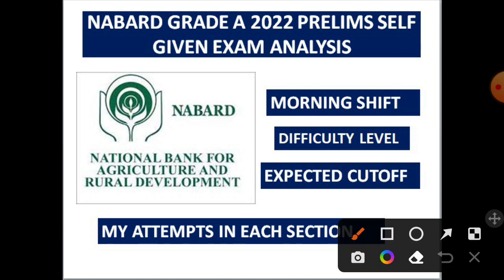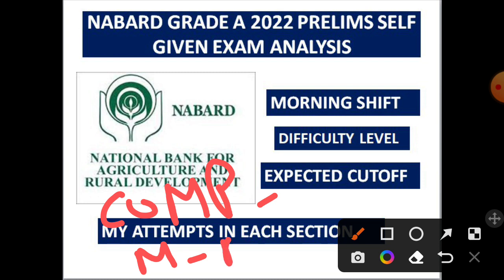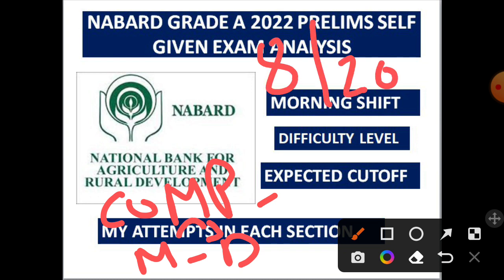Okay, next the computer section. Yeah, this was the important part that I had to speak about. See, computer, what I felt, was medium to difficult, tilting towards difficult, because there were some concepts that we did not know, and also more questions were based on shortcut keys, Excel, and all. So I did only 8 questions, 8 out of 20. And now I saw the cutoff of last year, it was 3.25.